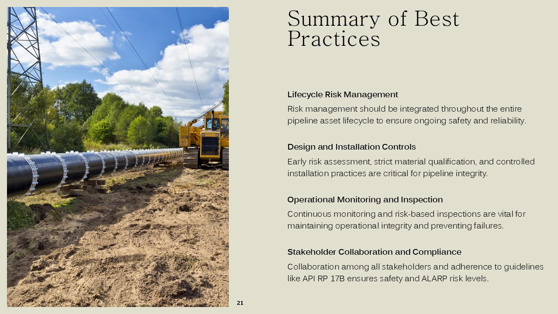Operational integrity relies on comprehensive monitoring systems and risk-based inspection strategies, given the limited feasibility of direct examination. Understanding failure modes and their precursors enables proactive interventions, reducing the likelihood of catastrophic events. Collaboration among stakeholders, designers, manufacturers, operators, and regulators, is essential to align technical requirements with safety objectives. By following API RP 17B guidelines and adopting a risk-based philosophy, organizations can achieve ALARP risk levels, safeguard personnel and the environment, and ensure reliable production.